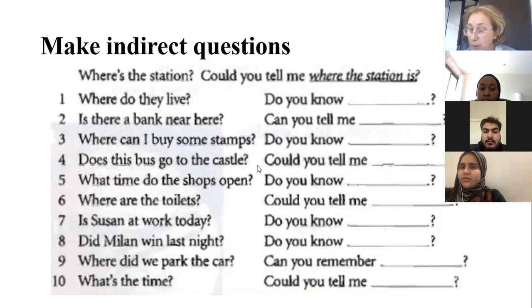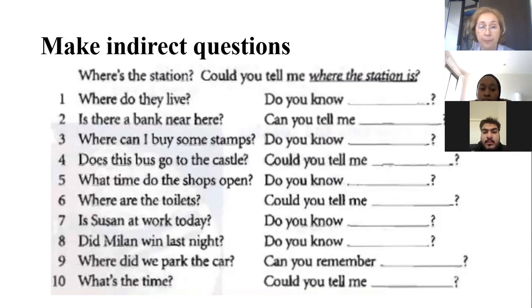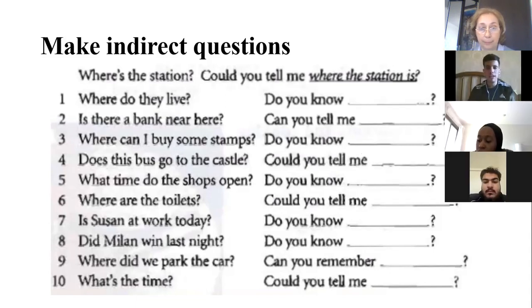Okay, the next person, so Ayhan, please, number 4. Yeah, Doctor. The question is, does the bus go to the castle? When we make it an indirect question, we can say, could you tell me if the bus go to the castle? Good. Should we add es? Yeah, here we have to do it. So we can say, could you tell me if the bus goes to the castle? Exactly. Thank you. Good.